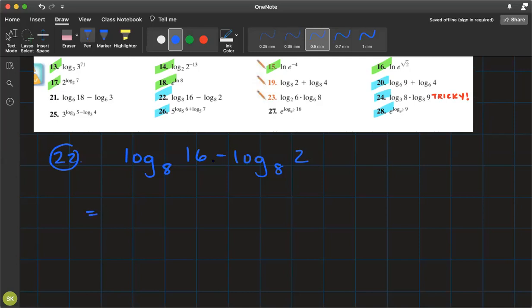Okay, well, subtraction becomes division on the inside of a log. So this is log base 8 of 16 over 2. And 16 over 2 is 8. And this was actually one of those properties we had to memorize, but if you don't remember it, you could figure this one out, because 8 to the power 1 is 8. So this is just equal to 1. Remember, it's the exponent. So 8 to the power 1 gives us 8. So we did 22.